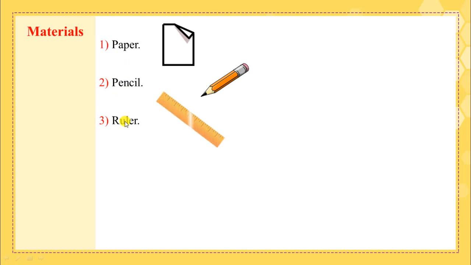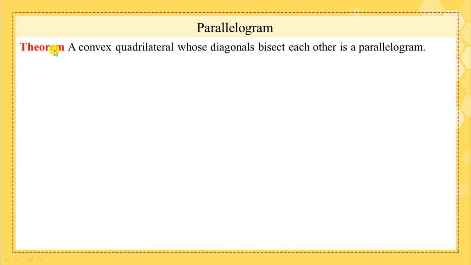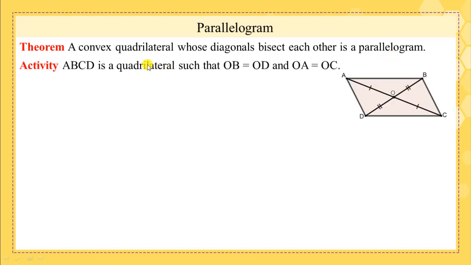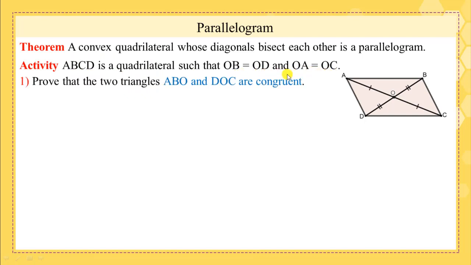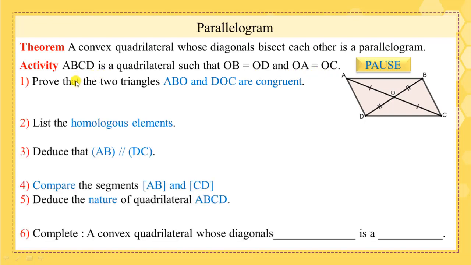Materials you need: paper, pencil, ruler, compass, and your textbook. Theorem: a convex quadrilateral whose diagonals bisect each other is a parallelogram. ABCD is a quadrilateral such that OB equals OD and OA equals OC. Please pause the video and try to solve these questions.